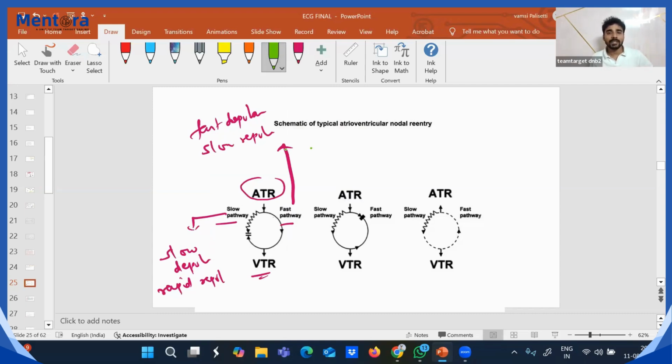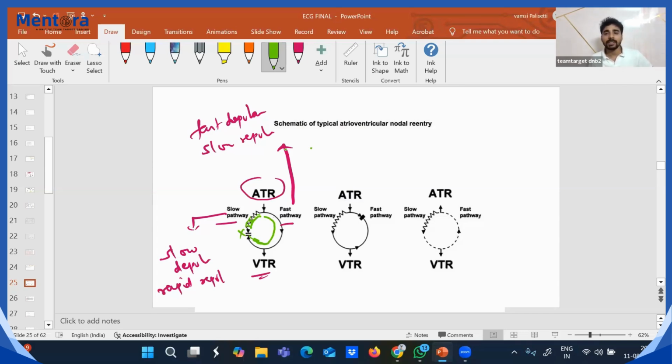From the atrium the impulse comes to the AV node. The impulse can go to the fast pathway or to the slow pathway. It goes to the fast pathway because it depolarizes very fast, and it reaches the ventricle. In the same way it goes to the slow pathway, but it depolarizes slowly. By the time it reaches there, the slow pathway is slowly depolarized but fast repolarizing, so that part will already be repolarized. So the impulse cannot travel like this. The re-entry cannot happen. Understand this concept?